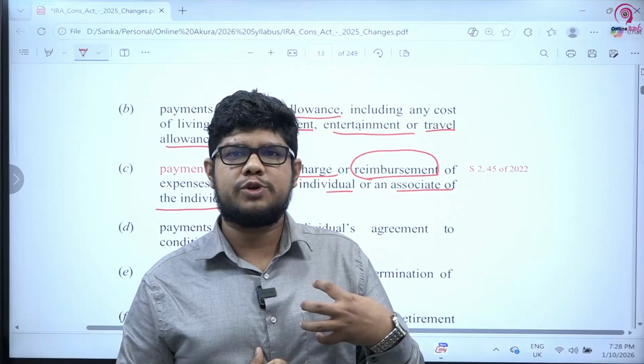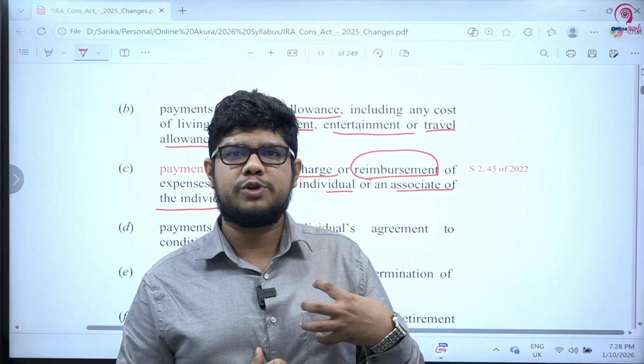Same thing, except I am not firstly paying and taking the bill to my employer to reimburse. What happens is, my employer asks me to do an MBA and they pay directly to the university. Discharge, they directly pay the university. So I am getting the benefit, so it's my income.